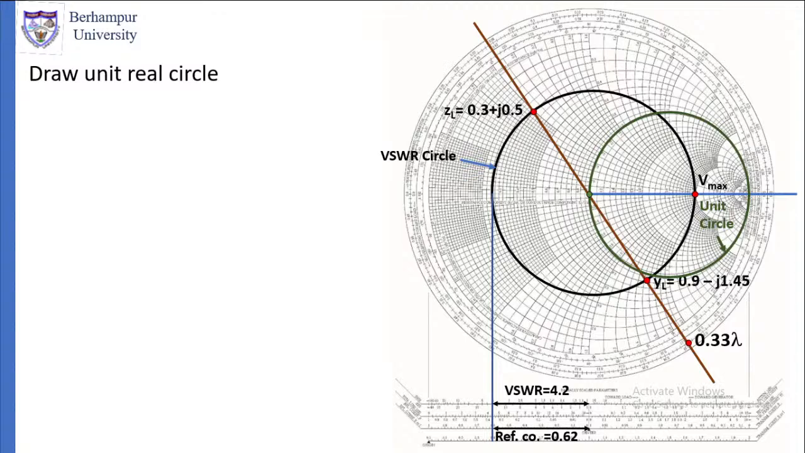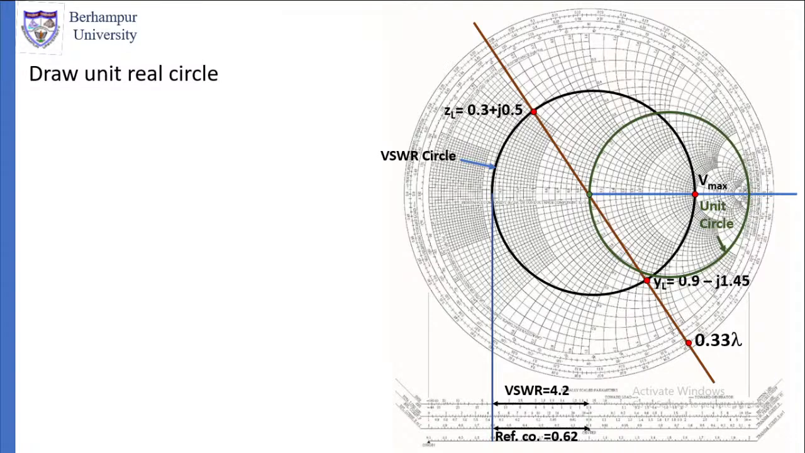While you are drawing this, let me repeat what we have done. We have found out ZL, then we have done the VSWR circle, we have found out what is VSWR, what is the V max point, what is the V mean point. We have extended a line through ZL and the center of the chart to find out what is YL, and the line has met the outer side of the Smith chart at 2 points. Along the YL side we have found out where it is crossing the Smith chart, in terms of wavelength, that is 0.33 lambda. Up to that we have done. Now we have drawn the unit real circle. So you are drawing the unit real circle.